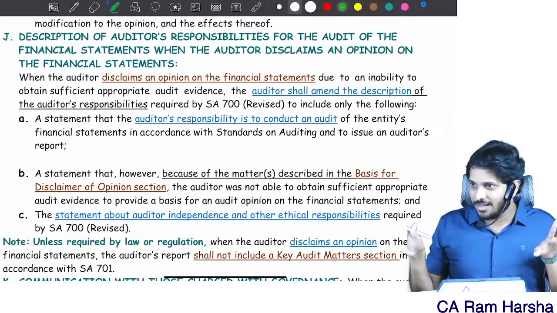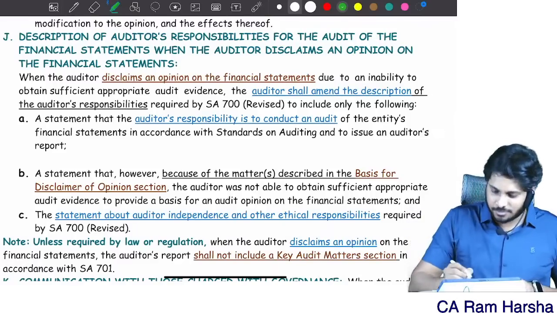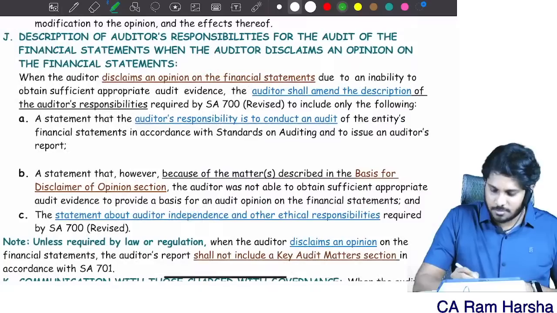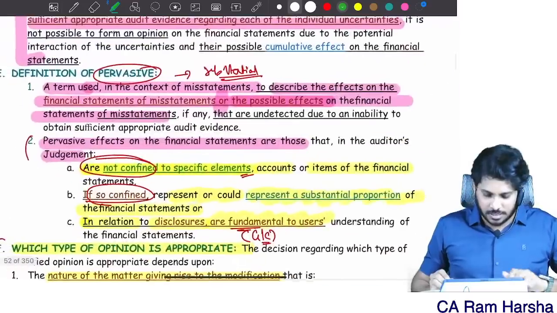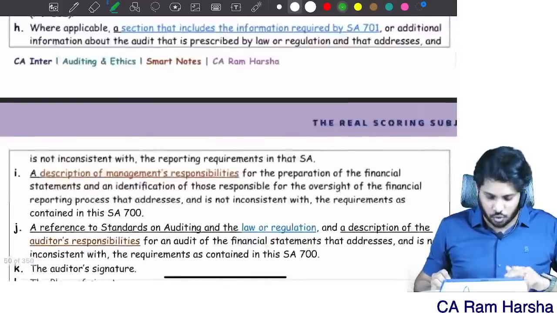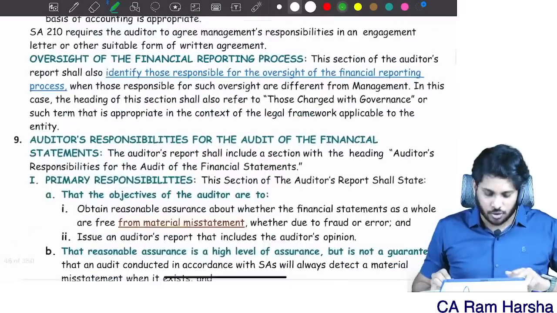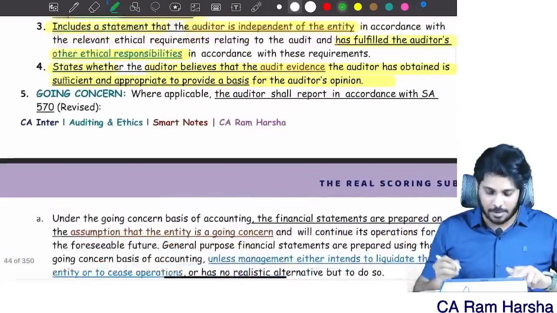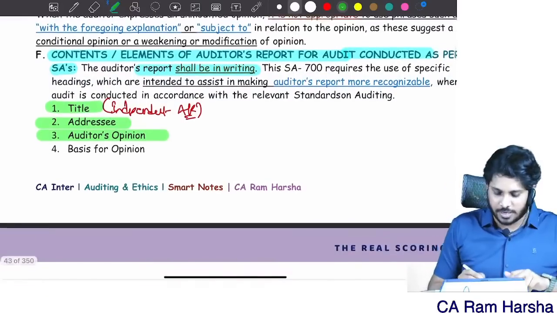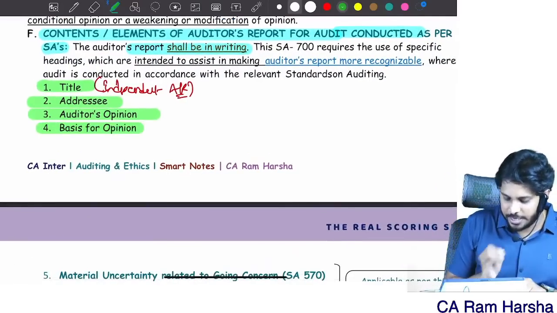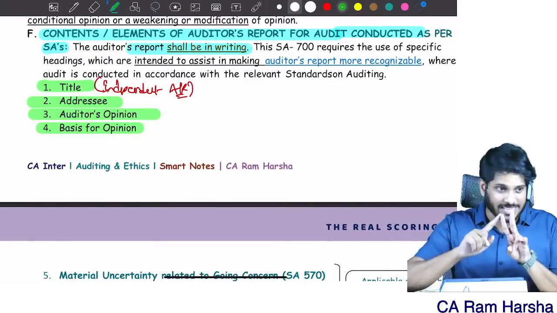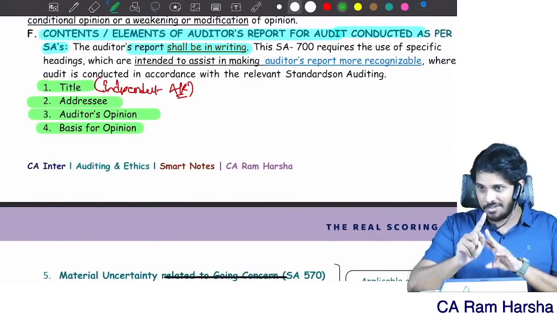Next. Now that we have completed it, the basis for opinion discussion is over. Easy? All of you? So with this, basis for opinion is also over. I will come back to my remaining items later, slowly. We understood how exactly the basis for opinion works, all that.